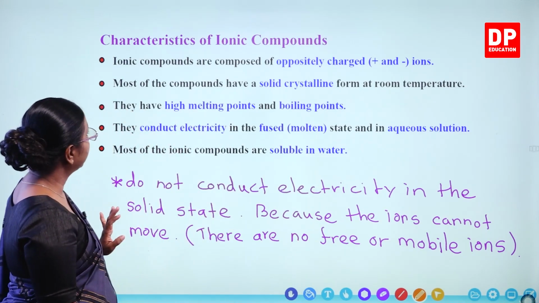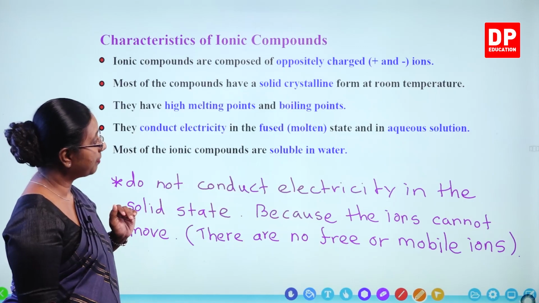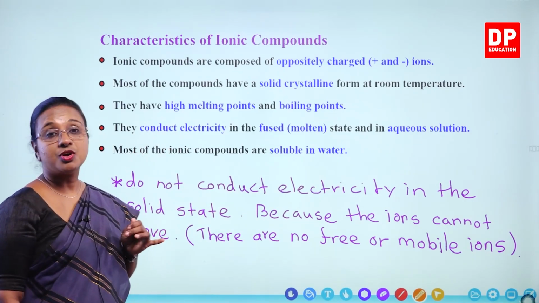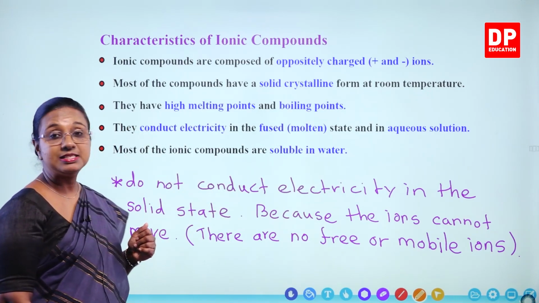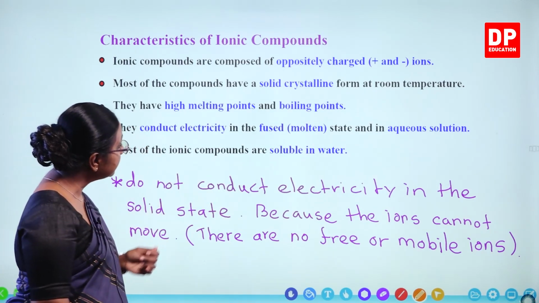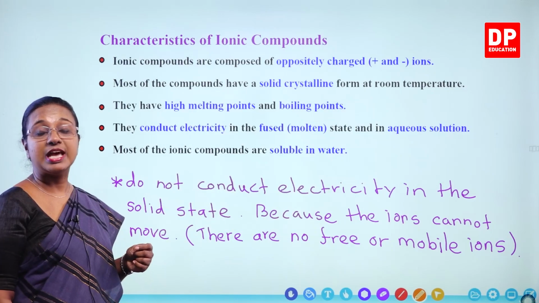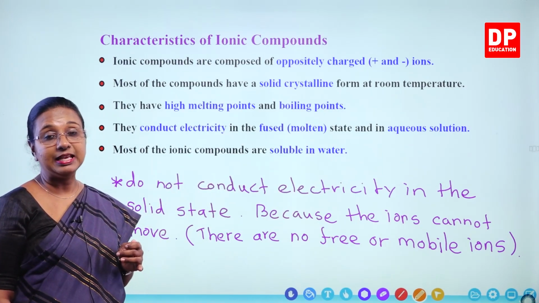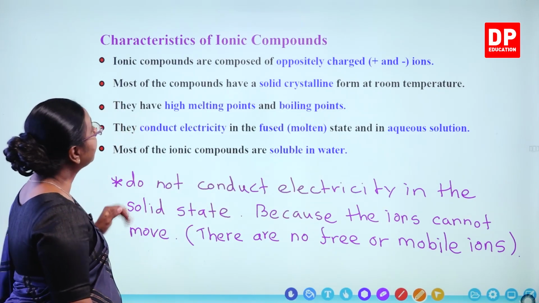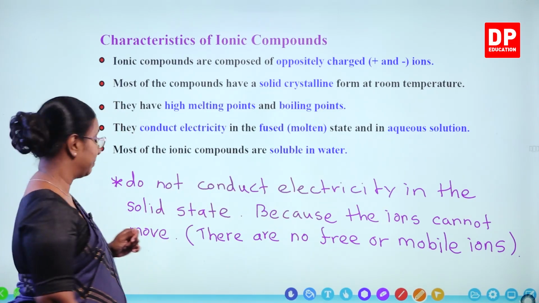Those are the properties. They are composed of oppositely charged ions. They are solid crystalline structures at room temperature. They have high melting and boiling points. They conduct electricity in the fused and aqueous state, and most of them are soluble in water. Those are the characteristics of ionic compounds.